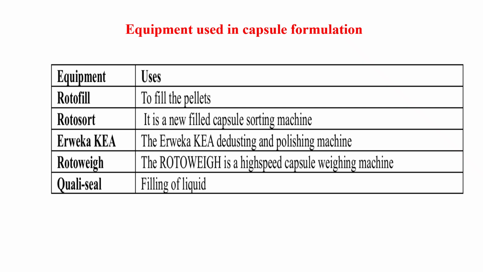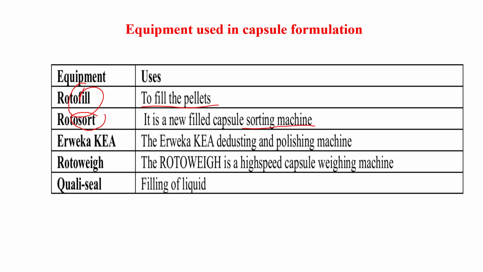Now different equipment used in capsule formulation, like Rotofill. Rotofill means to fill the pellets. Rotoshot means shorting, or sorting. It is nothing but the newly filled capsule sorting machine, that is Rotoshot.